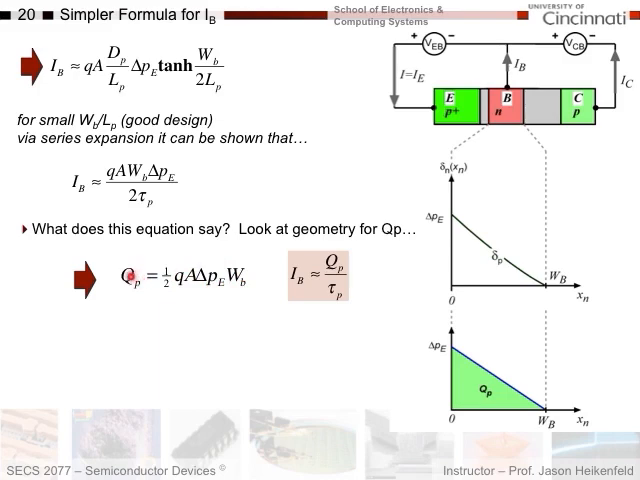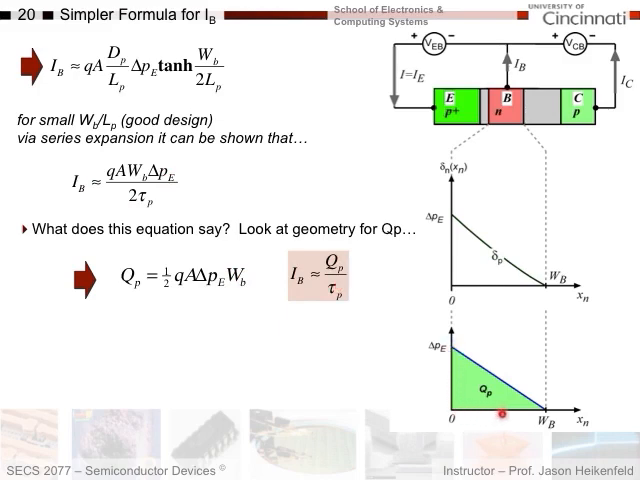And so if I put this, and I look in here, here's my 1/2, and the rest of it, here's 1/2. This is the same as this. And all this equation is saying here, if you look at this then, is IB is QP over tau P. That should make complete sense.